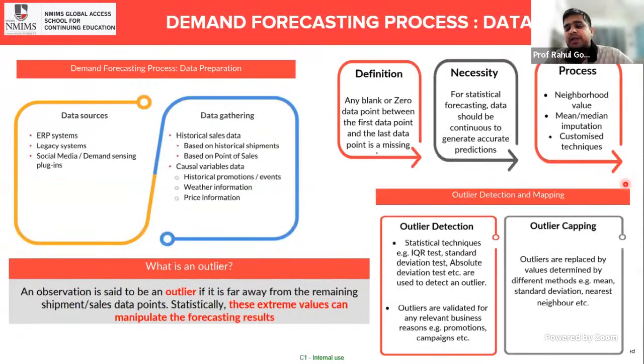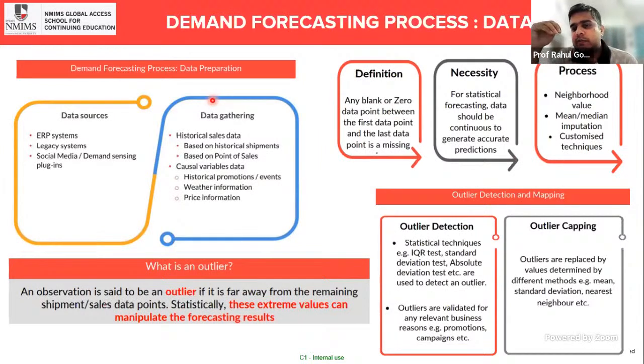Okay, so first let's look at data preparation. Scope is clear. Let's say we want to forecast at an item level or SKU level, so we want to generate the forecast for 1,000 items. And we want to generate the forecast at a national level, for the next 12 months, rolling 12 months. So that's our scope. Now we have to prepare the data.